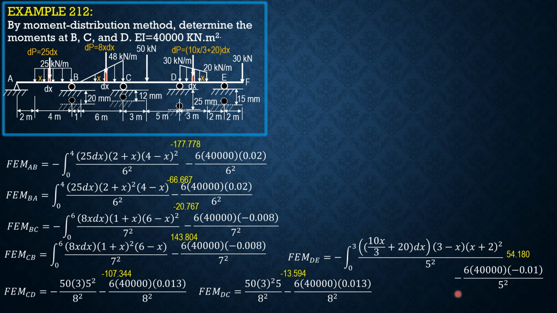54.18 kN·m. Then fixed moment ED, you just make this positive, (3 minus x) squared, (x plus 2), then the same. Verify that it is equal to 118.68 kN·m. So let's now tabulate. And E is imagined as the last support, and we have to apply 30 kilonewton downward, and the moment is clockwise, which is negative 30 times 2, negative 60 for moment EF.